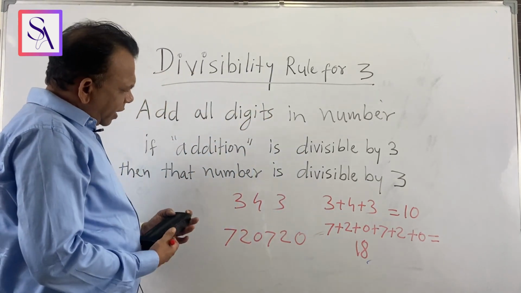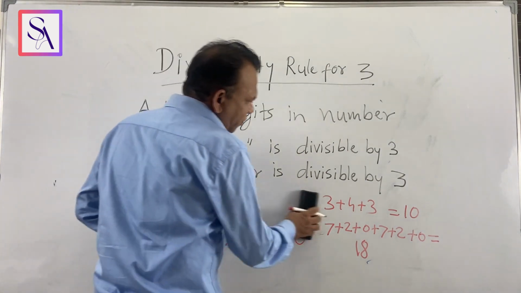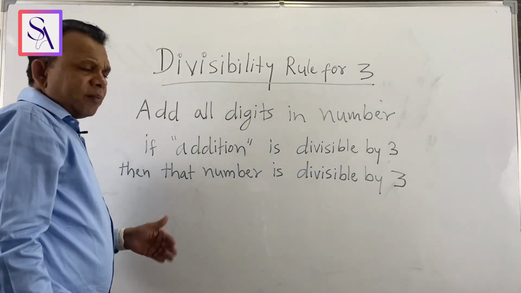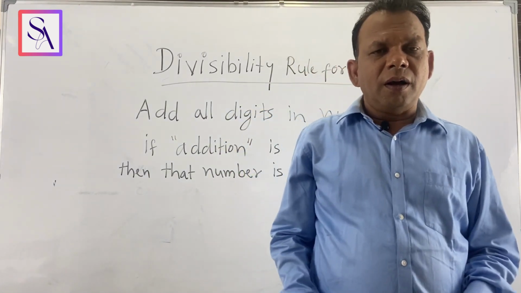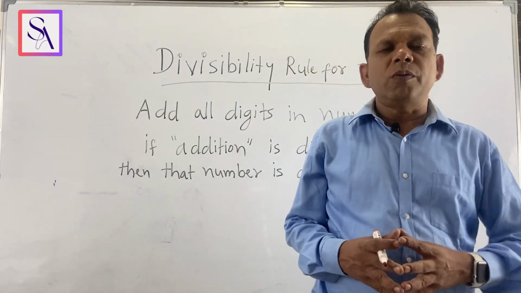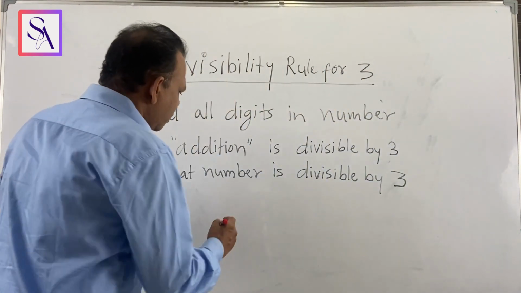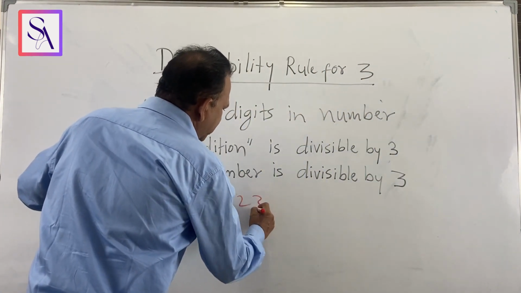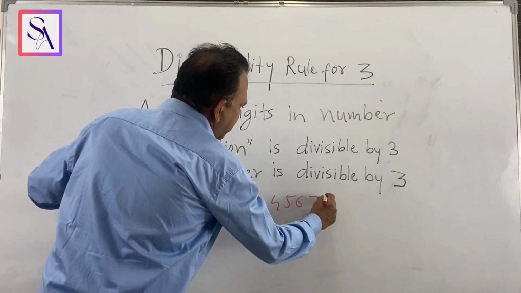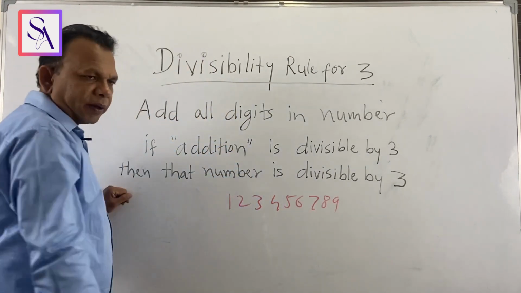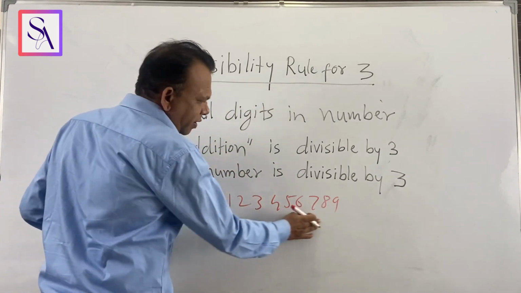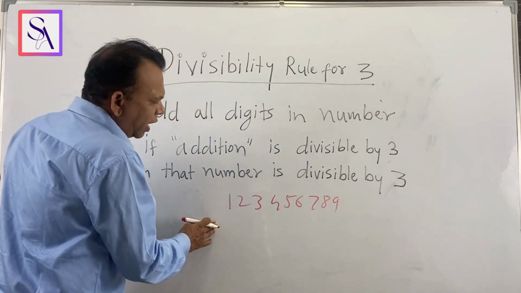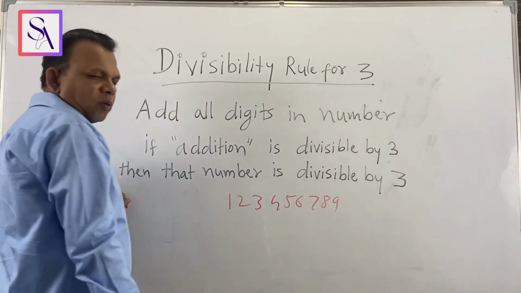One more trick I will tell you. If a number is really long and the addition comes to a bigger number, then what will you do? Suppose the number is 123456789. This is one big number, right? These are not separate digits, and I have to check whether this number is divisible by 3 or not.